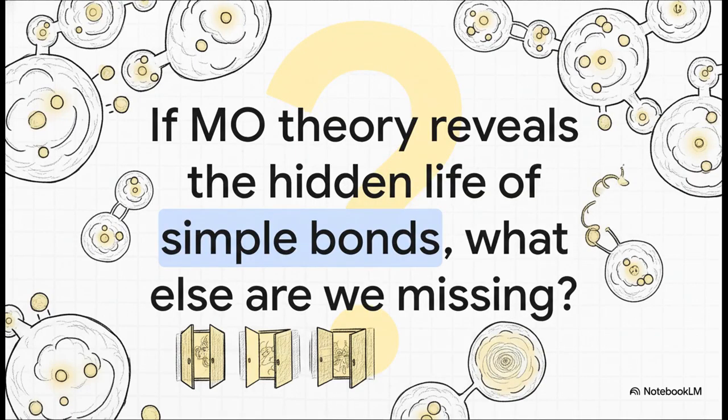If a more powerful theory can reveal such a complex and hidden reality inside something we thought was as simple as a chemical bond, what other secrets are hiding all around us, just in plain sight, waiting for us to find the right way of looking at them?